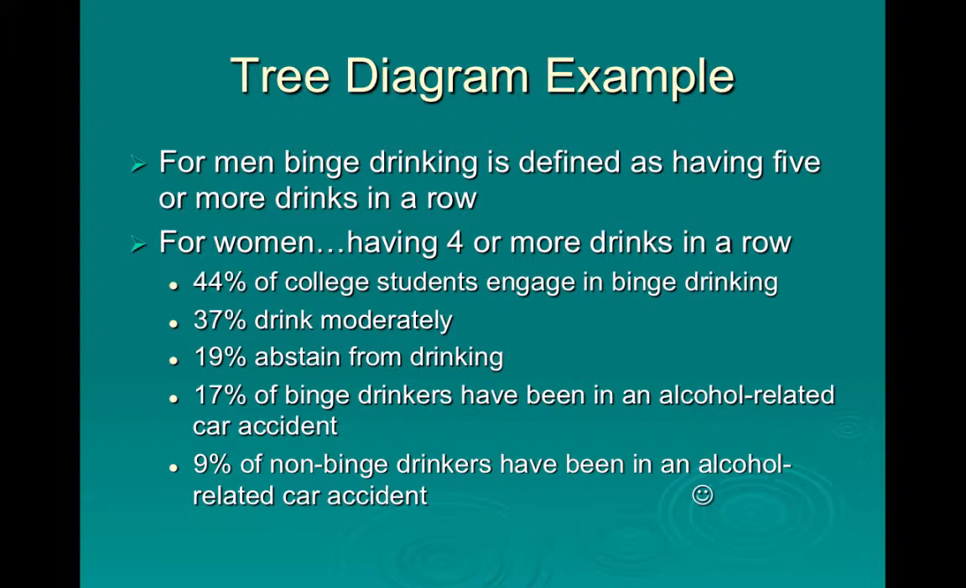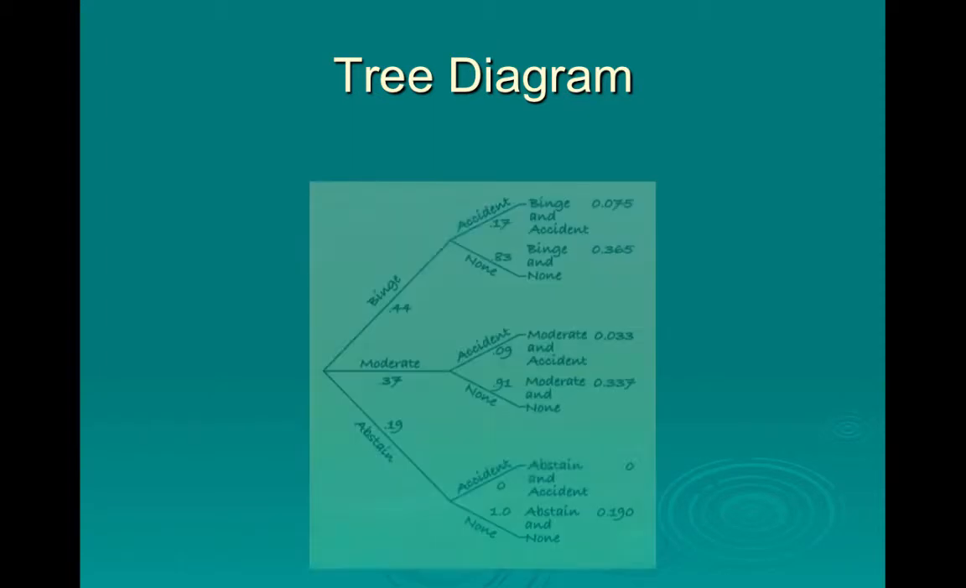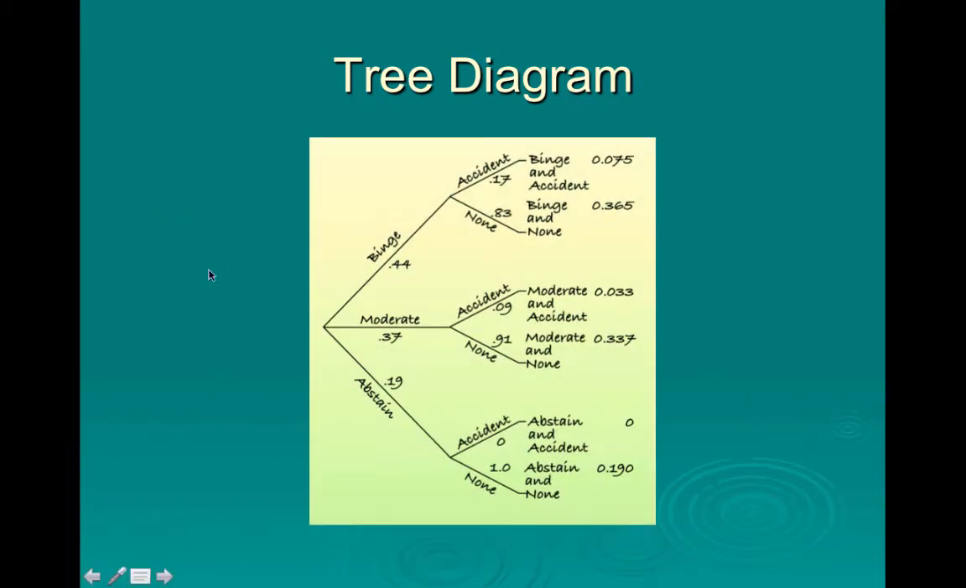So the way that we would diagram this out looks like this. It's called a tree diagram because it has branches. So we start with 3 branches in this case. We have binge drinking at 44%, moderate drinking at 37%, and those that abstain at 19%. These 3 percentages should always add to 100%. So when you add going down, they should add to 100%.